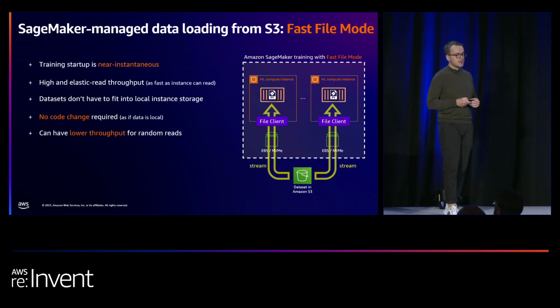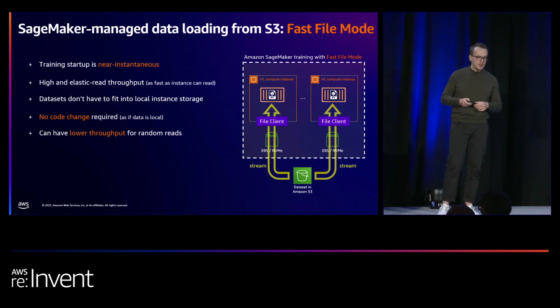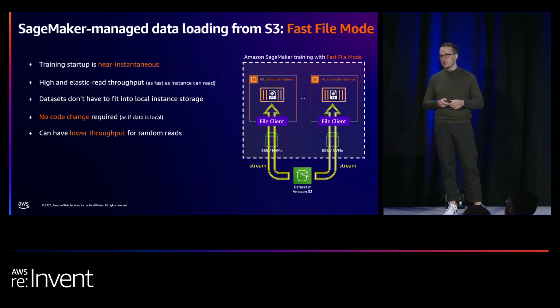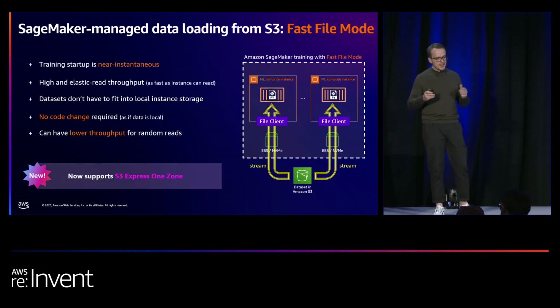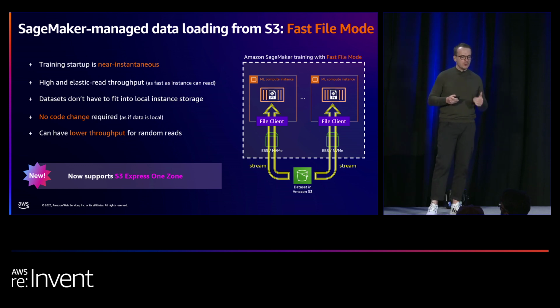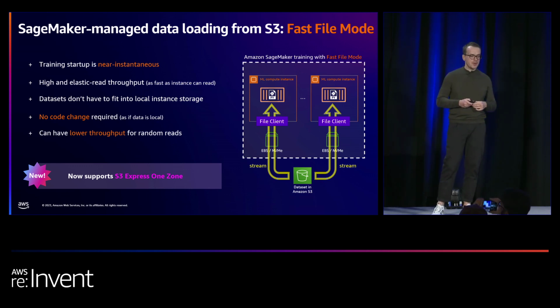Also, your data sets no longer have to fit into the local instance storage. And most importantly, there is absolutely no code change required in the training script. So basically, for the training script, it appears as if the data has already been downloaded locally. However, as we have discussed previously, if you are doing random reads, you might suffer from somewhat lower throughput. But again, with the support of S3 Express One Zone in fast file mode as well, you will be able to alleviate this last point substantially.